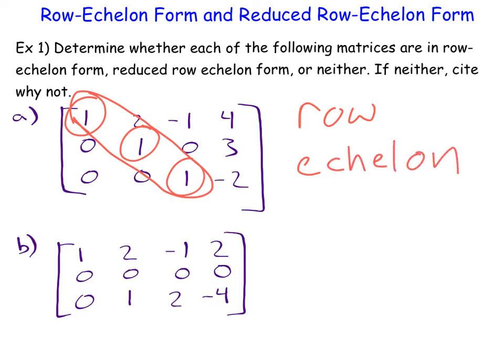But notice right here, see how that 2 is above the 1? I'm not going to say it's reduced because all my leading ones have to have zeros above it and below it. And right there, I have a leading 1 that has a 2 above it. So it's not reduced. Okay? That's what row echelon form looks like.